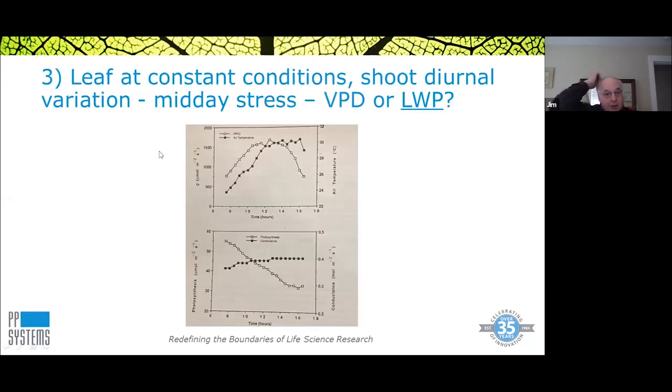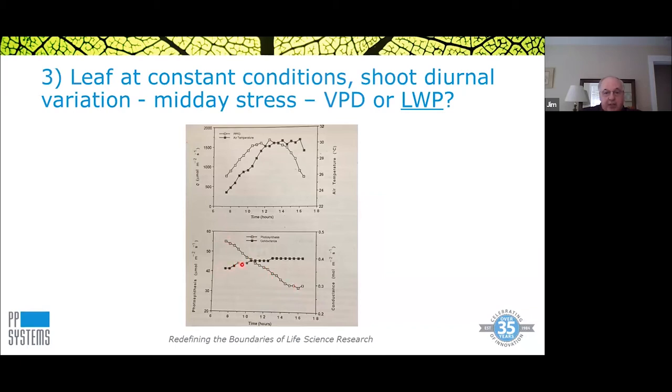The third consideration is, this is just an old example of mine for a leaf held at constant conditions and the shoot being exposed to diurnal variation, and we get a midday stress. And just to illustrate, photosynthesis here is down on the bottom curve, the open symbols. This is a corn leaf out in the field. You can see at 8 o'clock in the morning it has a rate of around 55, which is perfectly happy. But then it's decreasing all the way till 2 o'clock in the afternoon. And that's a fairly substantial decrease.